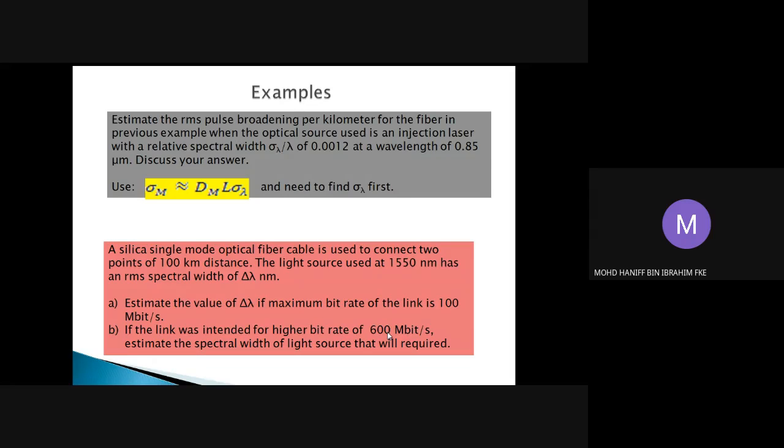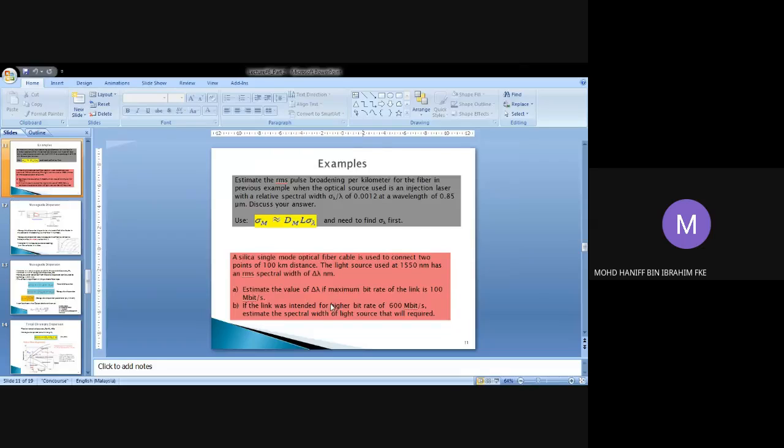Which means that now you're going to have a higher data rate transmission. So for higher data rate transmission, what should be the effect on the spectral width that shall be used in this application? Again, for this bit rate value, what you have to do is find out what should be the pulse spreading that is expected. Because from this bit rate, we can calculate the RMS pulse spread. And with this RMS pulse spread, we can find the spectral width of the light source. So the idea is the same as before. Let's have a look at the solution for this.